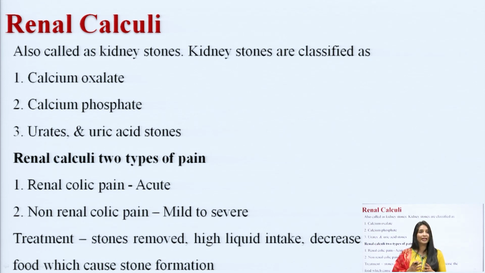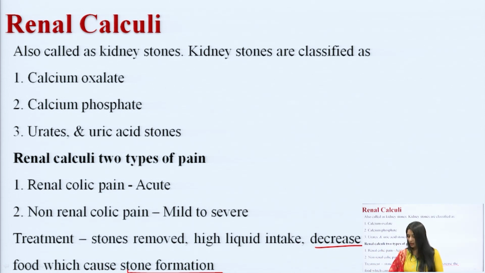So if I am talking about renal calculi, there are two types of pain. जिसका renal calculi होता है ना, उसका दो types of pain होता है. One is the renal colic pain, which is acute, and the second one is the non-renal colic pain, which is mild to severe. So जिसका kidney में stones है, what we have to do here? You have to first remove the stones, because kidney में तो stones है. तो आपको स्टोन्स का रिमूव करना पड़ता है, and you have to give more liquid intake to the particular person, and you have to decrease the food which causes stone formation. जो food आपका stone formation को cause कर सकता है, वो food आपको reduce करना पड़ता है.